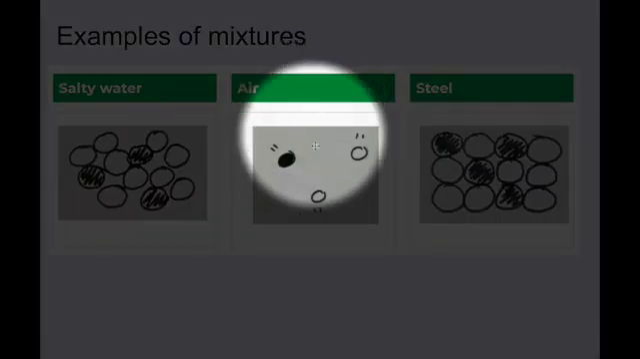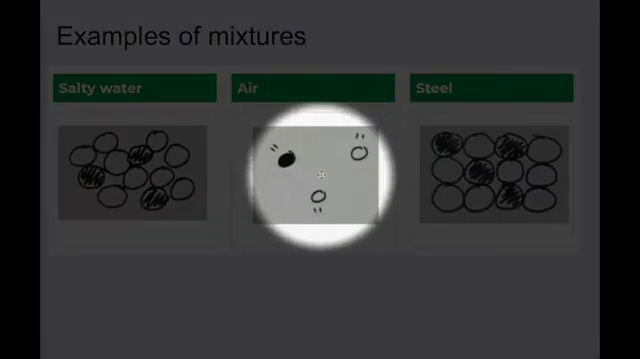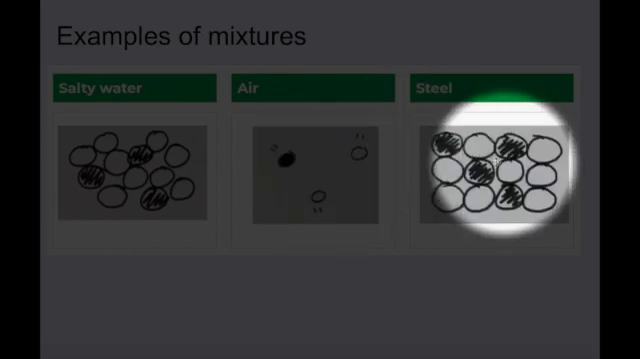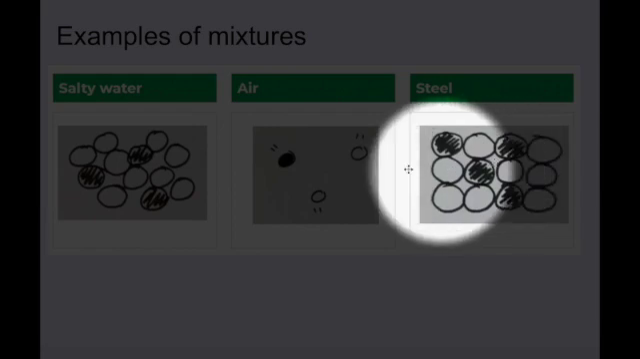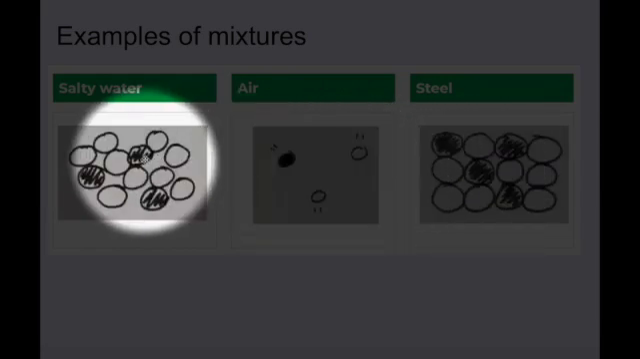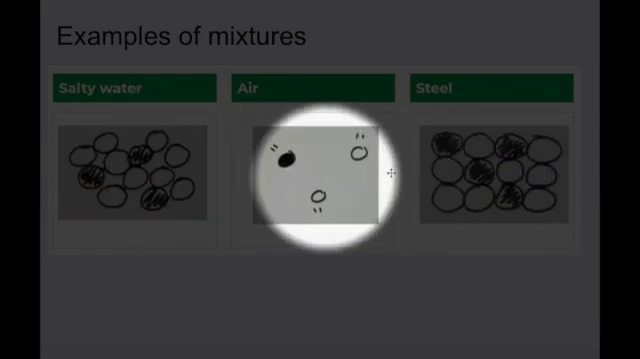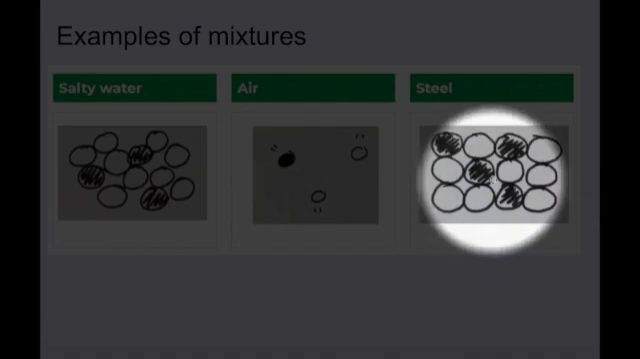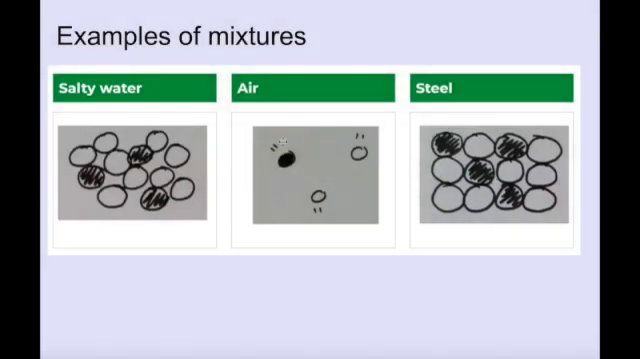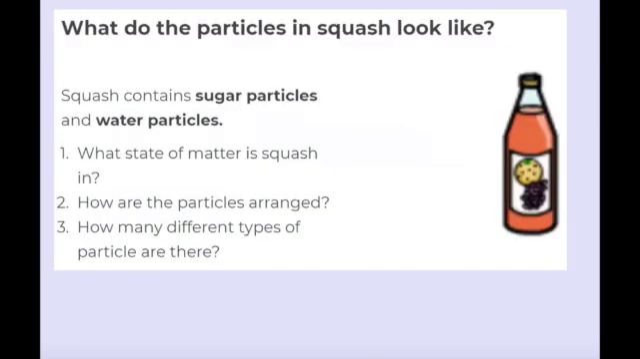In our air, we've got our different colour particles to represent that there is a mixture in here. And then steel, we've got our carbon and we've got our iron particles to show that it is a mixture. So all of these we represent with our particle diagrams with different colours to show that they are mixtures. They are impure substances. They are mixtures.